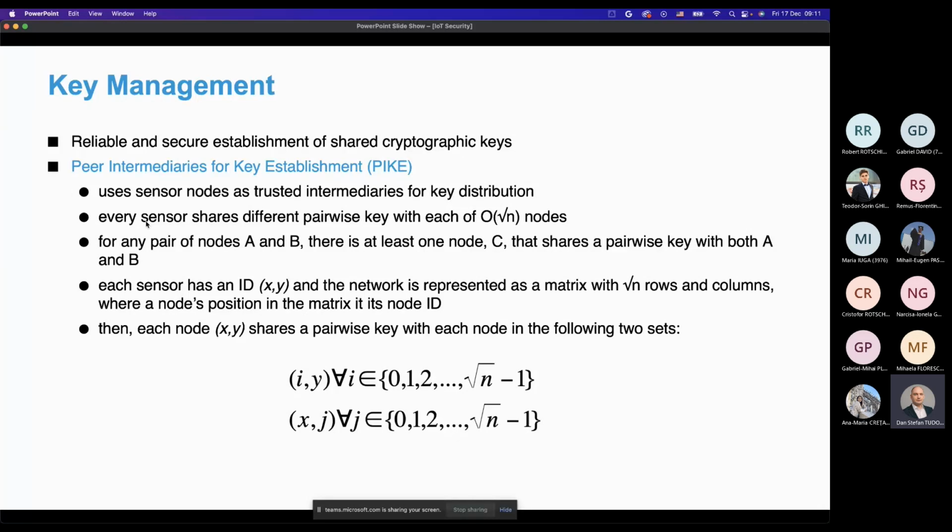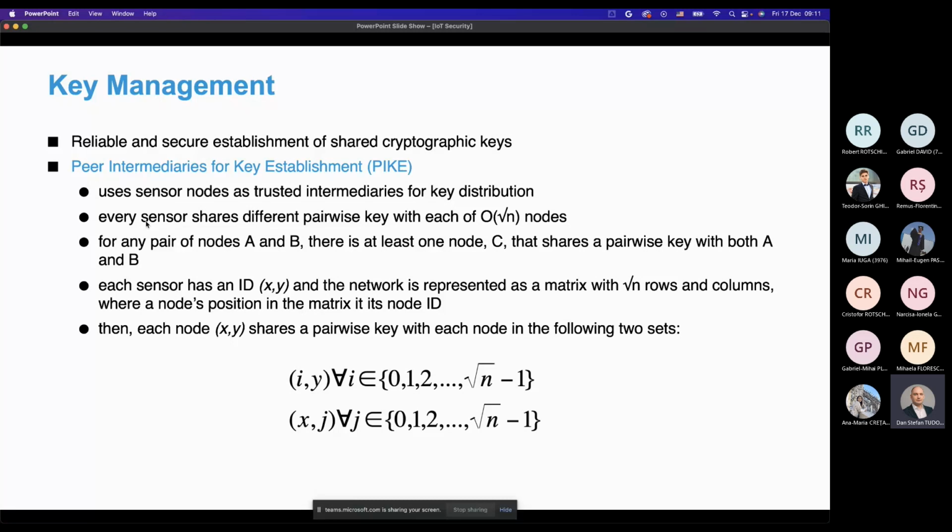Key management is another aspect, and usually symmetric cryptographic schemes are the common choice, as I said, when resource constraints prohibit the use of a more complex public key scheme.